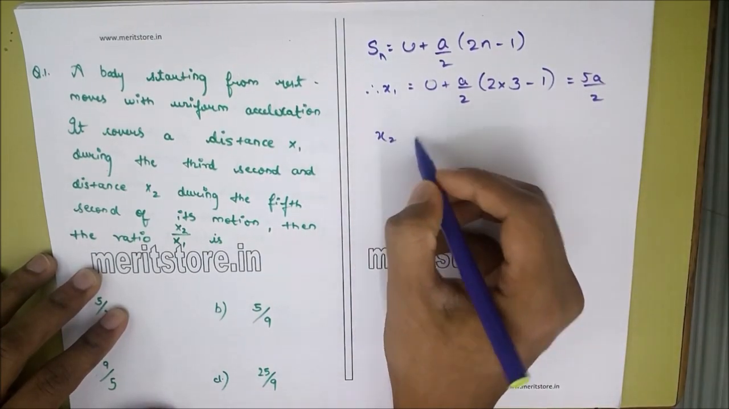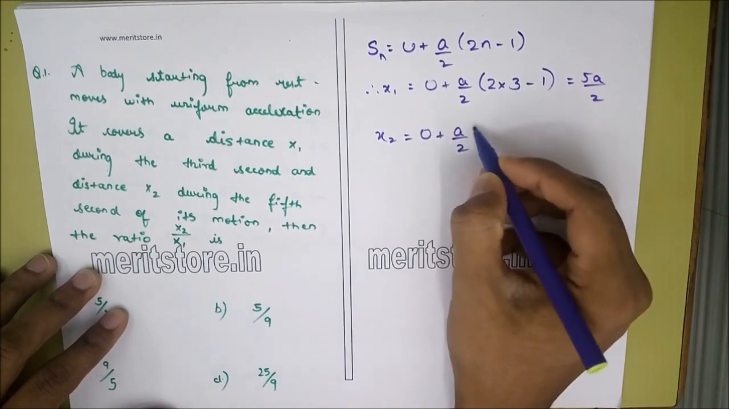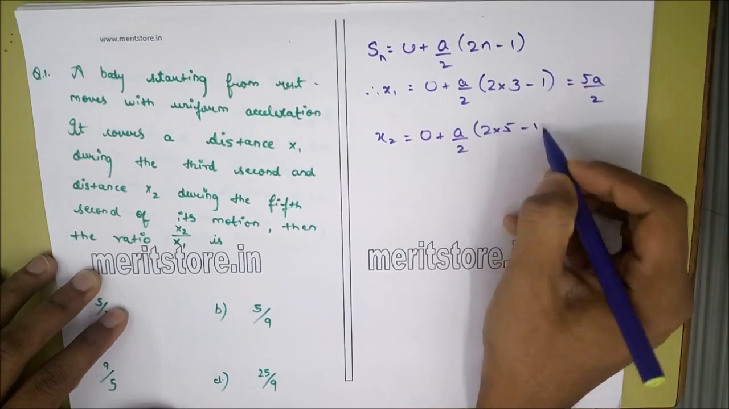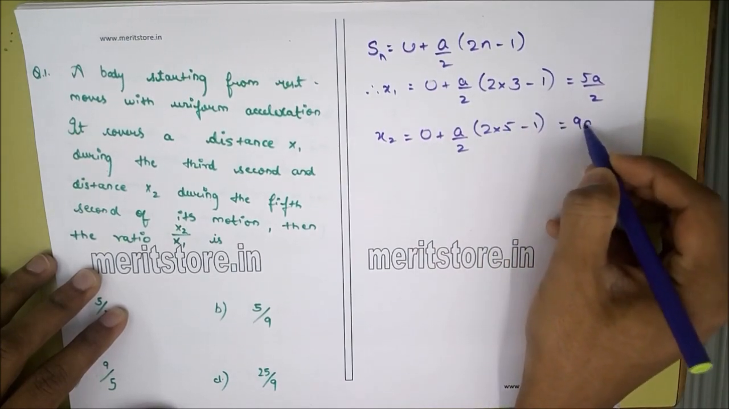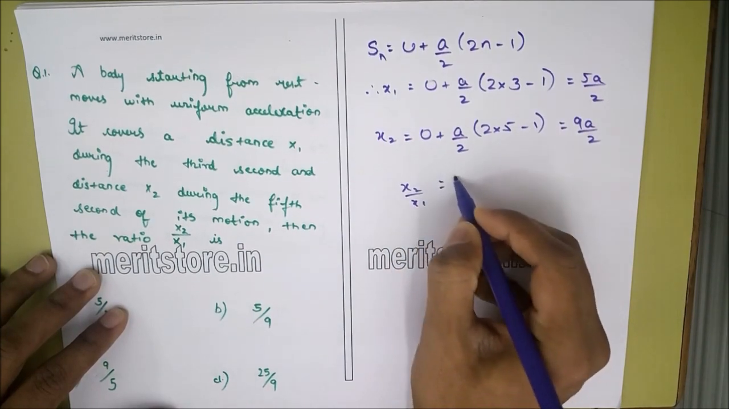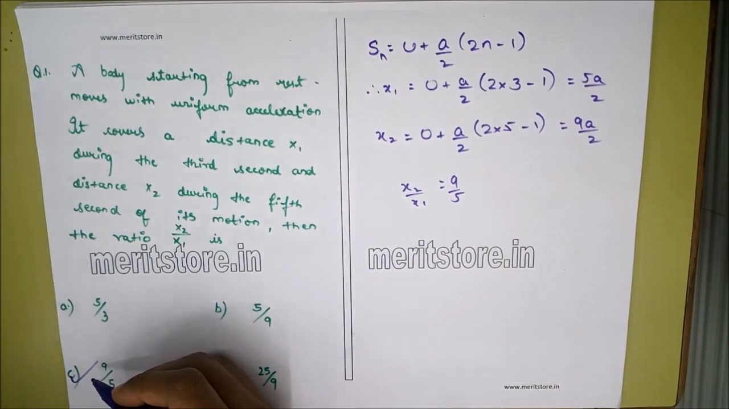For the second displacement, again, but here the n, that is the time period, would be 5, so 2 into 5 minus 1, so it becomes 9a by 2. So the ratio of x2 by x1 is nothing but 9 by 5. So that is our answer C.